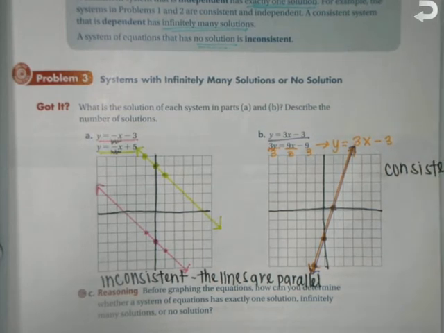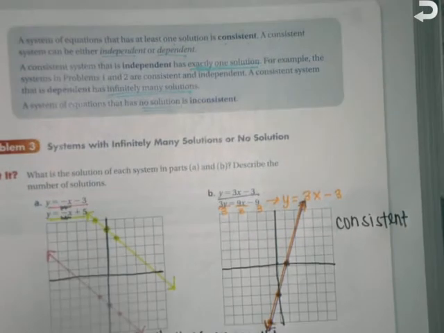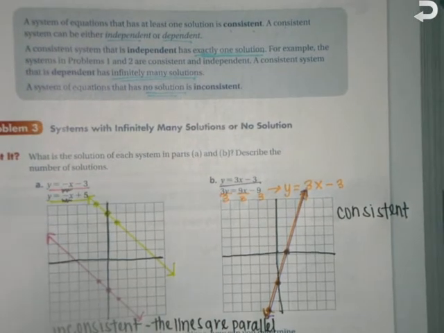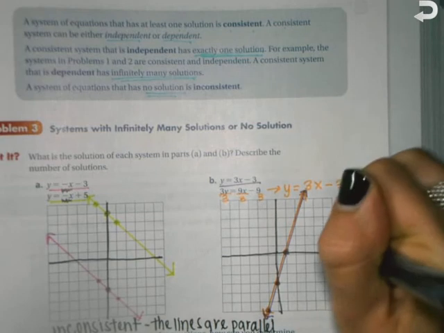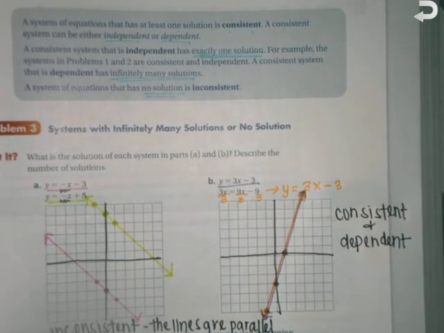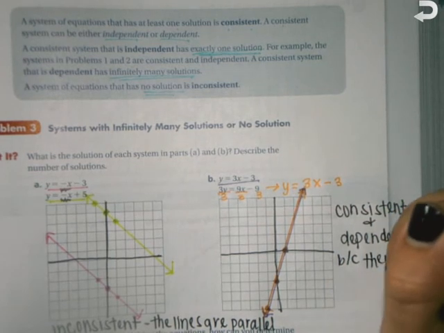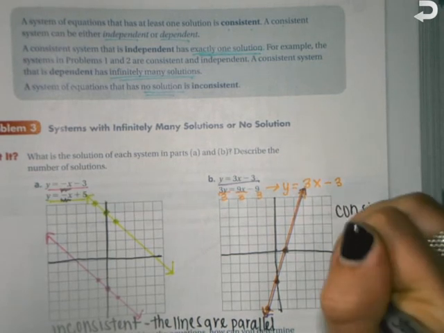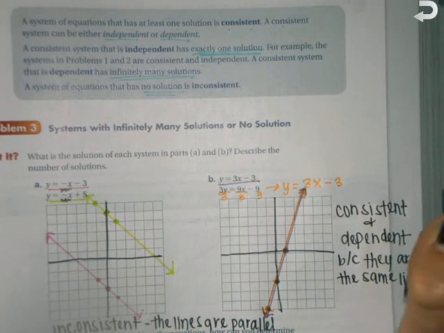Okay, but of our consistent solutions, look at your definitions. Is it independent or dependent? Dependent. So it's consistent and dependent. Because they are the same line. So there are infinitely many solutions.